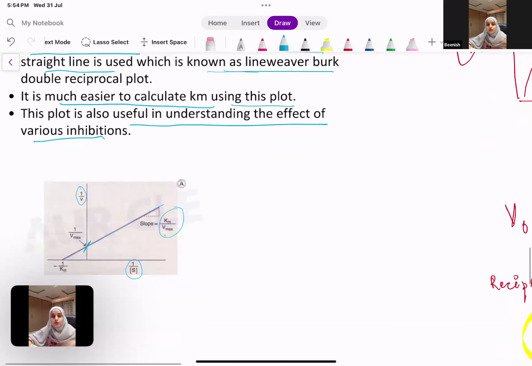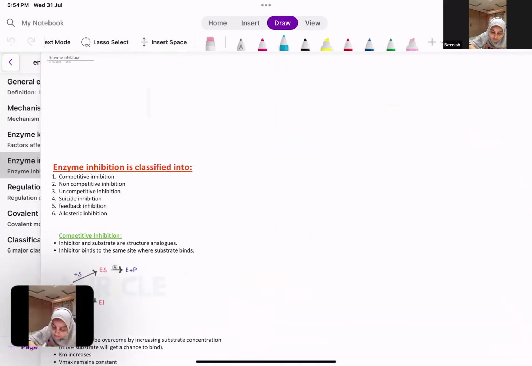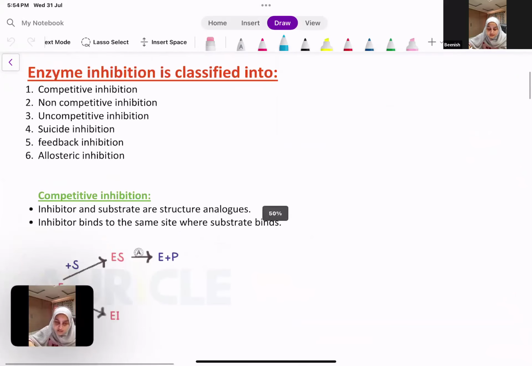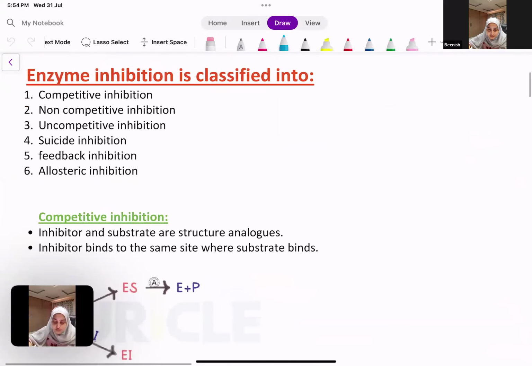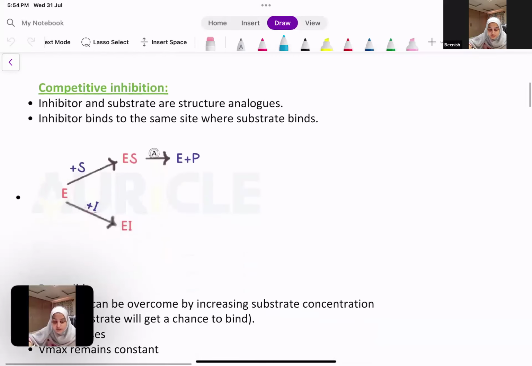So now moving on to enzyme inhibition. You will see why this plot is very important. Now let's talk about enzyme inhibition. Enzyme inhibition is classified into competitive, non-competitive, uncompetitive, site inhibition, feedback inhibition, and allosteric inhibition, all of which is very important. So let's talk about competitive inhibition first.